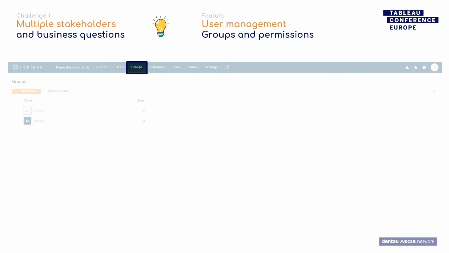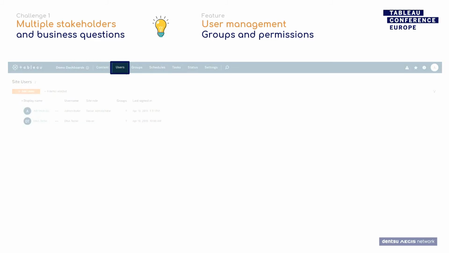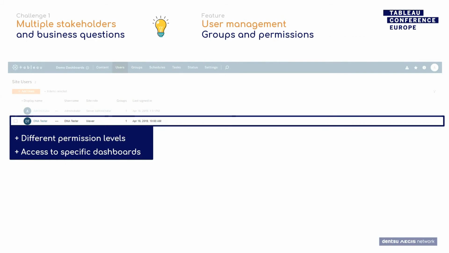high-level dashboard. Because with these high-level dashboards where we integrate all of the data from multiple departments, all of those departments will want access to this dashboard. We're not building dashboards that are specific for each one of those departments. So this is why we use groups, and simply group similar stakeholders with access to specific dashboards. And also in the user settings, we use different permission levels and access to specific dashboards.